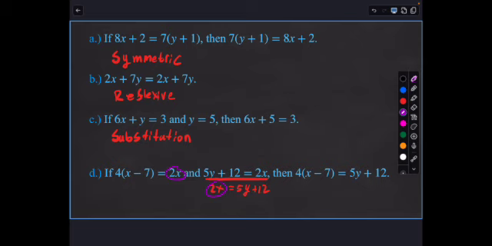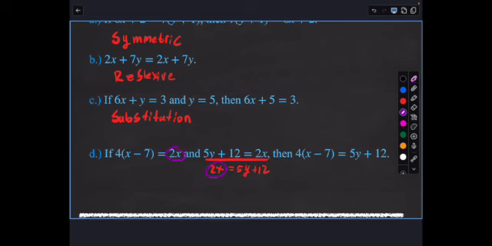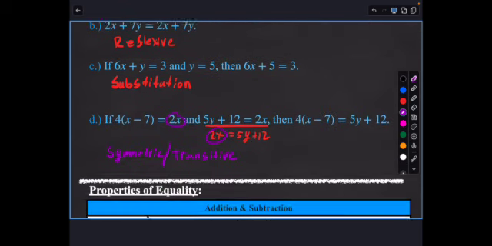The textbook actually is only looking for you to be able to recognize that it's the transitive property, but I want you guys to be able to say that it actually is using both. Okay, so we are going to say symmetry or symmetric slash transitive, because we are using both of them for this one. Okay, so that is example 3.